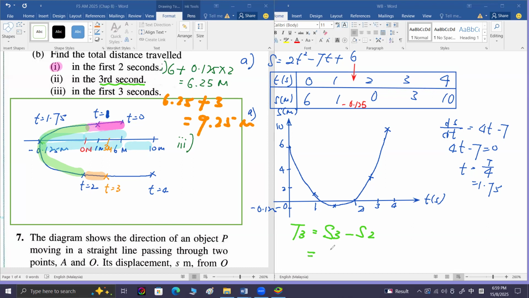So S3, you got 3. S2, you got 0. So it means it moves 3 meter only. Actually, what this means, saat yang pertama, saat yang kedua, saat yang ketiga. The third one means S3 minus S2. So saat yang ketiga, it moves 3 meter only. Okay, got it, class? Okay, so write down and have a short break before I continue number 6, okay?